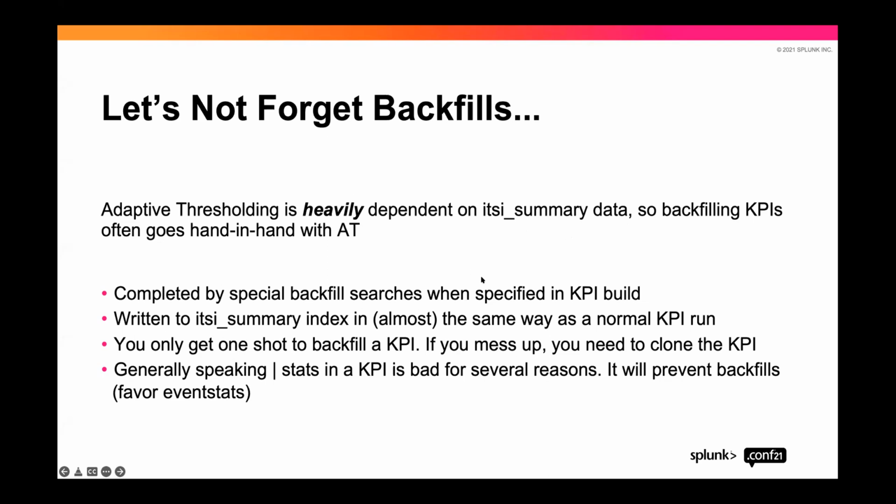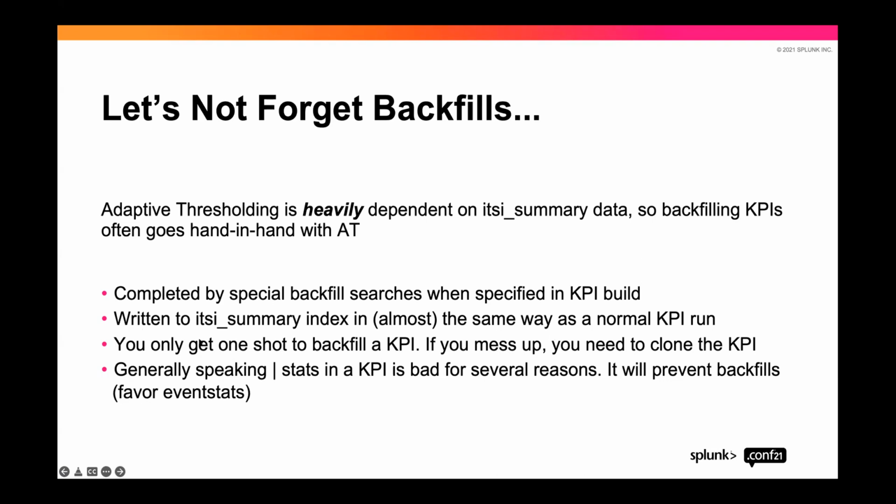So when you create a KPI, and then you go into thresholding and you turn on adaptive thresholding, the next step is what happens. As soon as you hit save, it kicks off a special backfill search, a separate search, and it basically goes through the ITSI summary index like it was just calculating KPIs, only for the last 7 days, right? It's doing exactly the same functions, and then it's rolling that up and writing those results to the ITSI summary index almost the same way it writes a normal KPI.